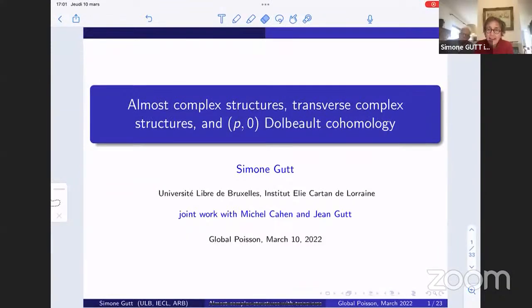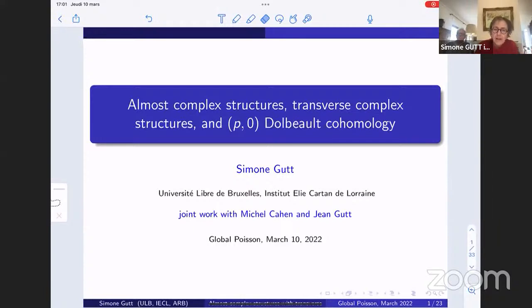Thank you very much. Well, I would like to first thank the organizers. So in the last few years, Michel and I have studied distributions associated to an almost complex structure. And the aim is to get information about the manifold from information on those distributions and vice versa. And after studying what one calls maximally non-integrable almost complex structures, we started to define the notion of minimally non-integrable almost complex structure.